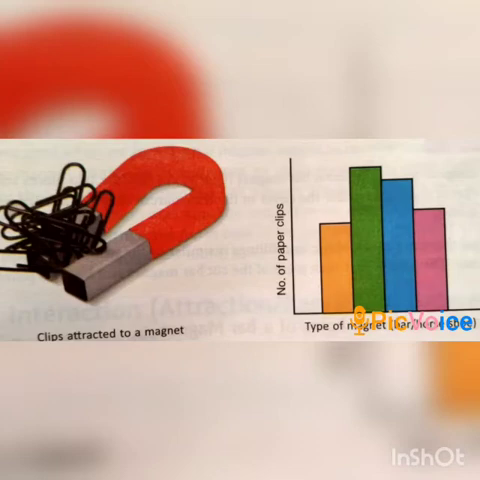We can draw a bar graph between the number of paper clips that stick to the magnet and the type of the magnet. The graph provides a comparison of the strengths of the given collection of different magnets.